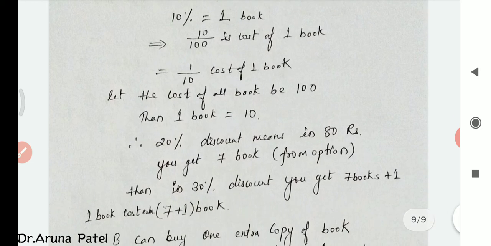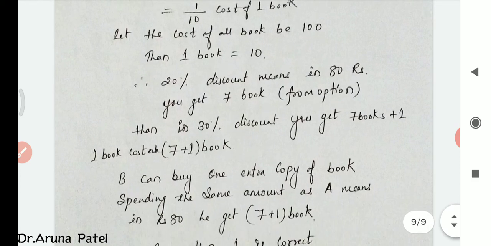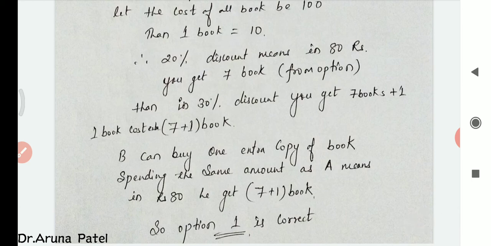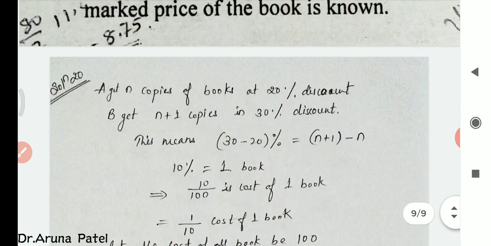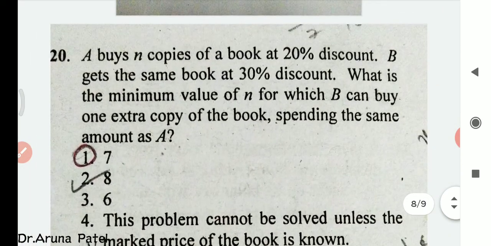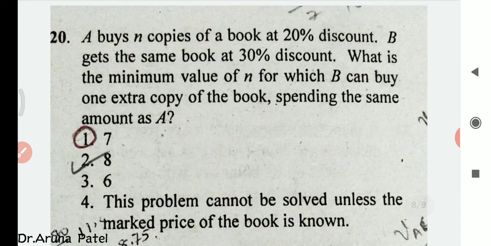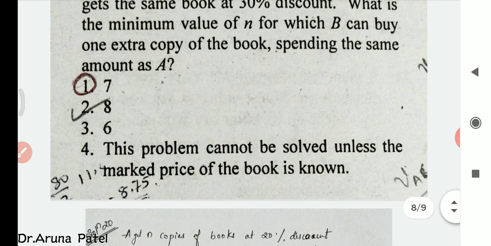So 20% discount means in 80 rupees you get 7 books from the option. Then in 30% discount you get 7 books plus 1 book. Here we can buy one extra copy of the book, spending the same amount as A, meaning in 80 rupees he gets 7 plus 1 books. So option 1 is correct. This satisfies both conditions: in 80 rupees he gets 7 books, and in 30% discount, meaning 70 rupees, he exactly gets one book, one extra copy. So this one is the correct answer for this question.